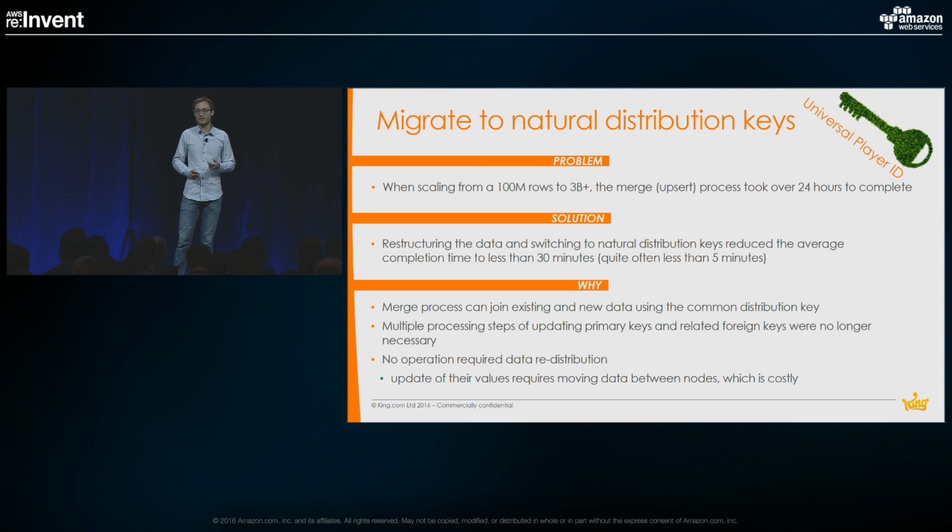What we then did, we started searching for a natural distribution key within the business. So something the new data has, as well as the existing data within Redshift. And for us, there is quite an obvious one, which is the universal player ID that any player within the King network has. So we use that inside Redshift. And then when the new data comes in, we can use that again in all the joins, doing the merging and the updating. And we dramatically reduced the time.